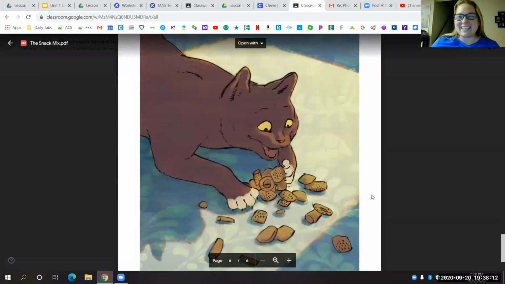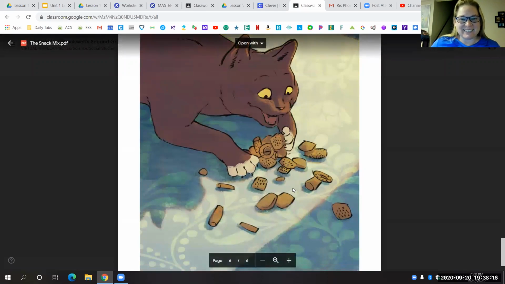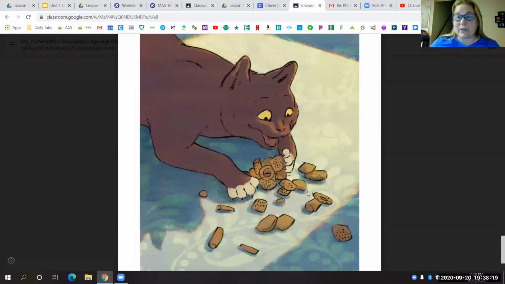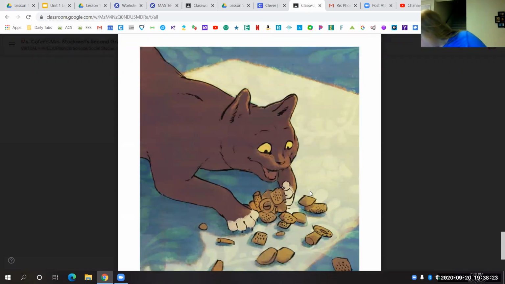Look how happy he is. He got all the snack mix. Happy little kitty. All right, so what we are going to do before you go read the story on your own is we are going to find some of the onomatopoeias. Okay. So in your phonics journal, on page 12 today, we are going to write the onomatopoeias that we have found in this story so far.